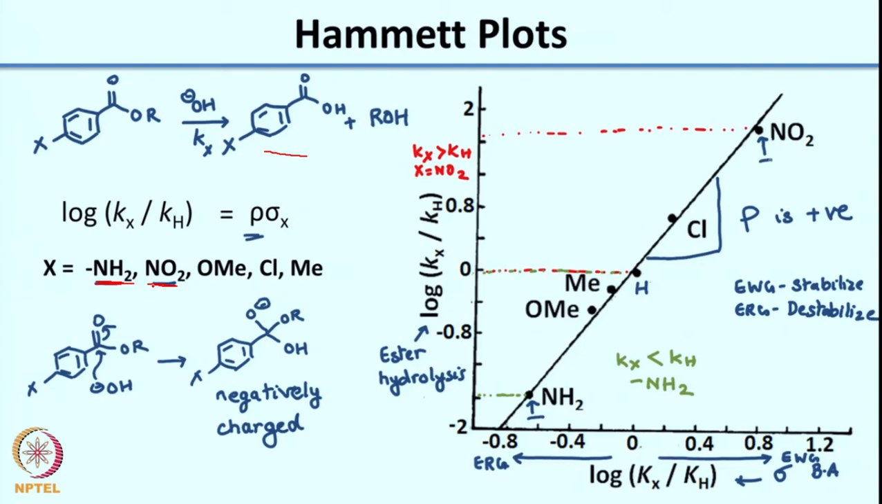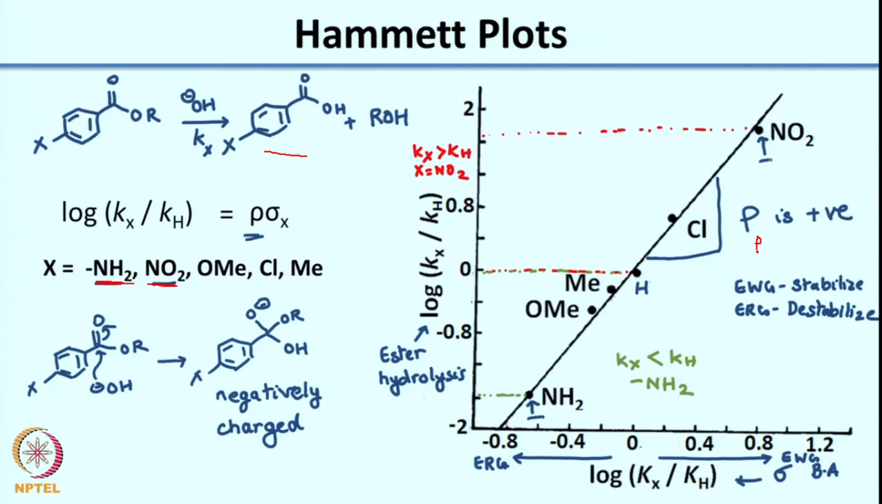So always remember, electron withdrawing group will give a high stabilization compared to the electron releasing group. Okay. So here we have a graph where on the x-axis we have log kx by kh of benzoic acid, and on the y-axis we have log kx by kh of our substrate, and this slope is our rho value. So all of you remember the equation.